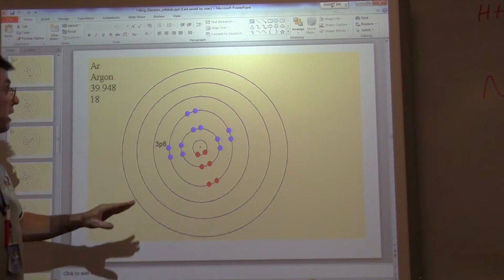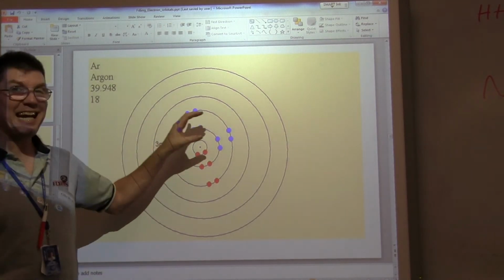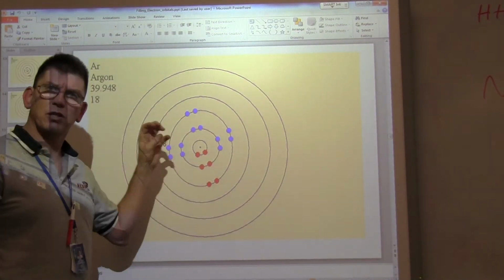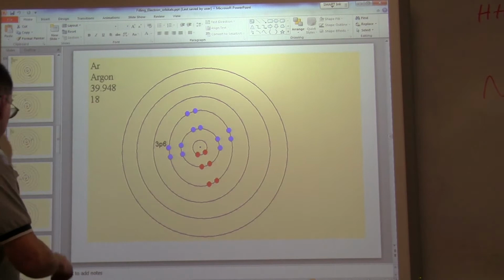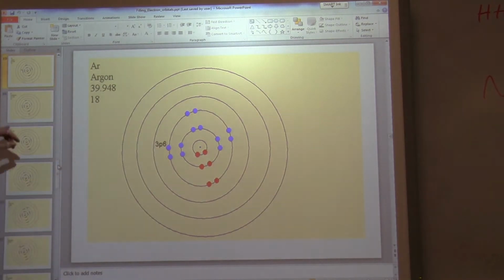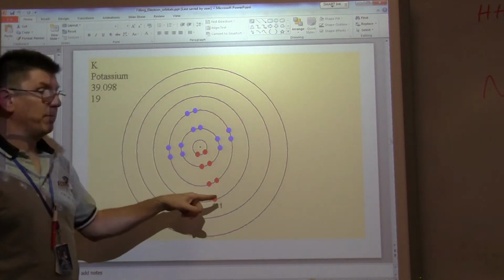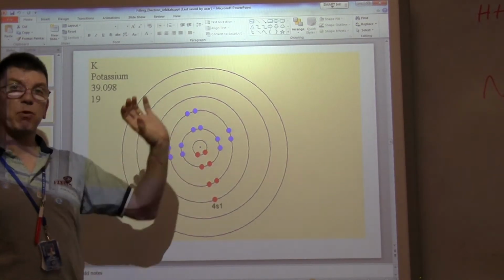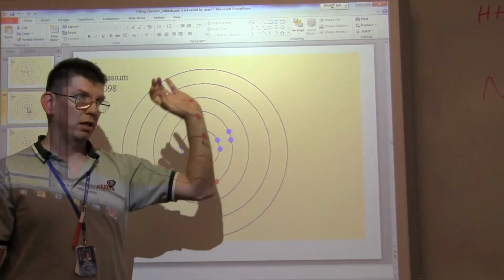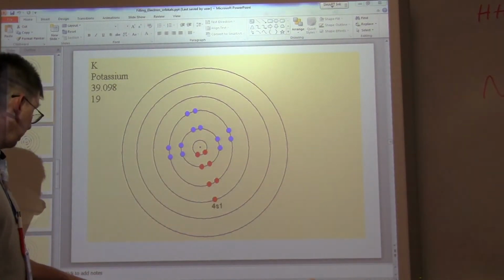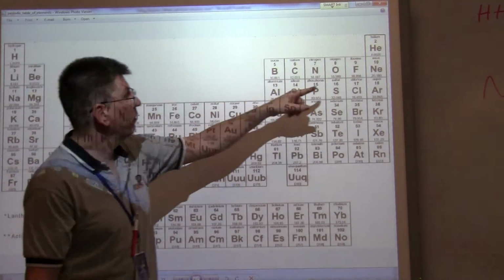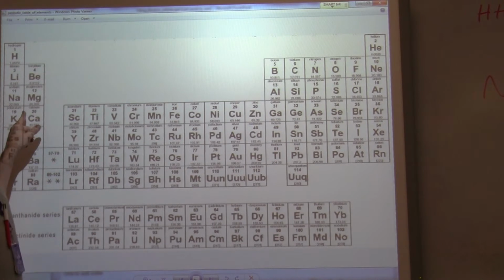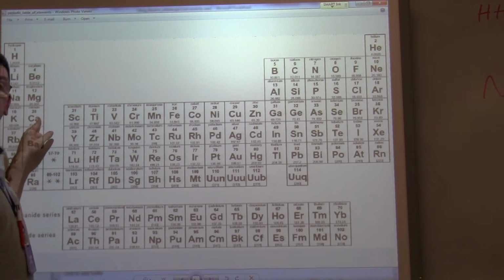We're happy. Now this level can hold 18 electrons. But once we get 8, it's the most stable it can be. The next element that comes in is potassium. It can hold 18, but since it's so stable, it pushes it out to the next energy level. So you have to go up to here. When we look at the periodic table, you get from argon, even though it can hold more, you go to potassium. The next one is calcium.